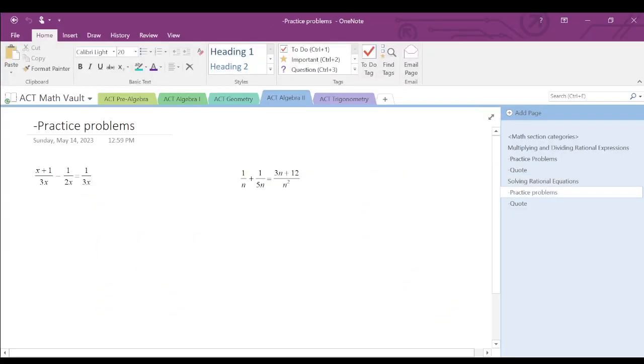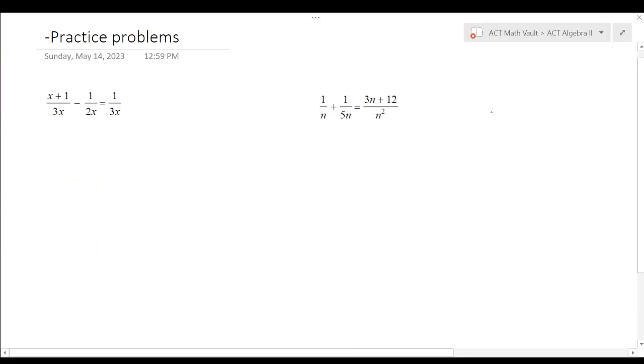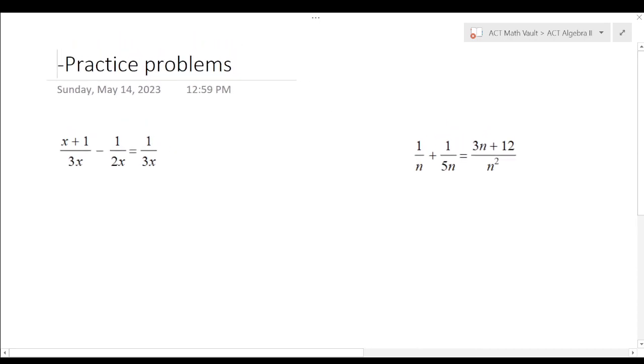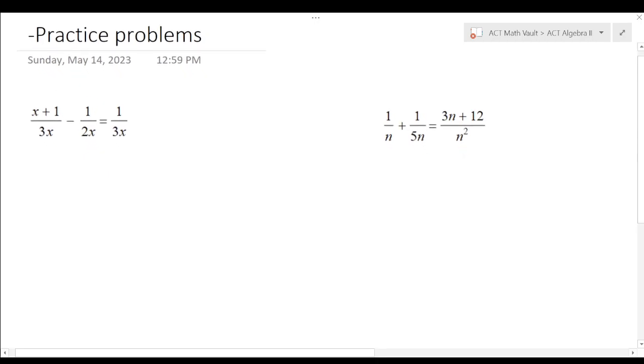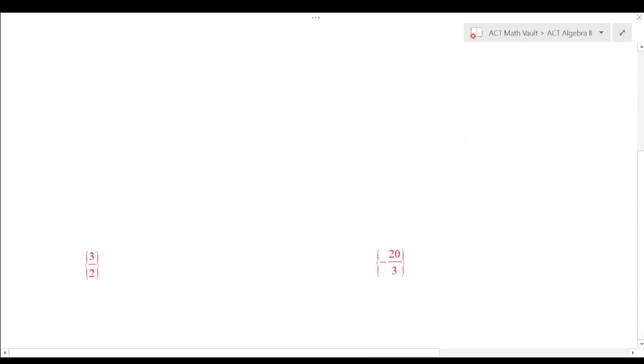Okay, let's move on to some practice for you. Try these if you want to. Think about what would that LCM on both sides be. I'll give you a second to write this down if you need to. I'm going to show the answers in just a sec. Answers are here. Both are improper fractions.